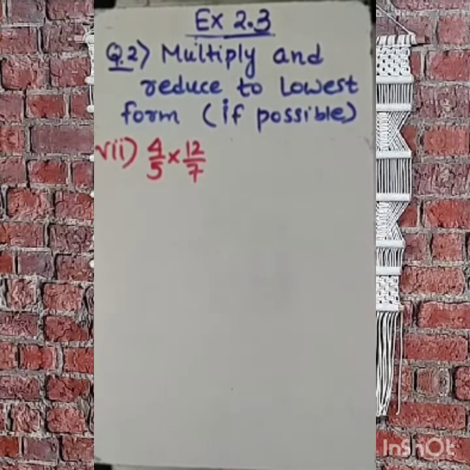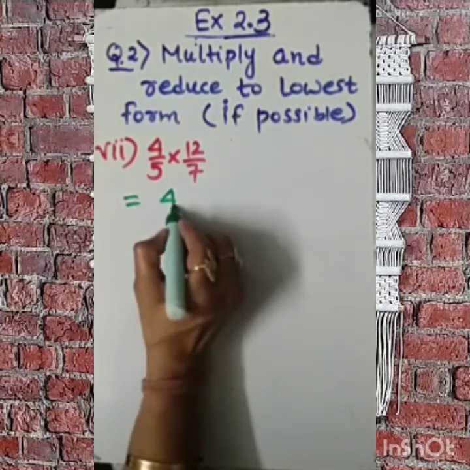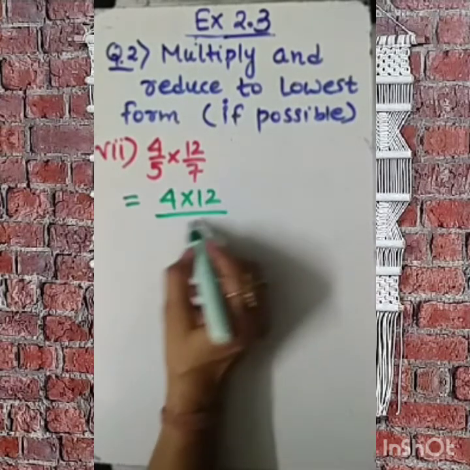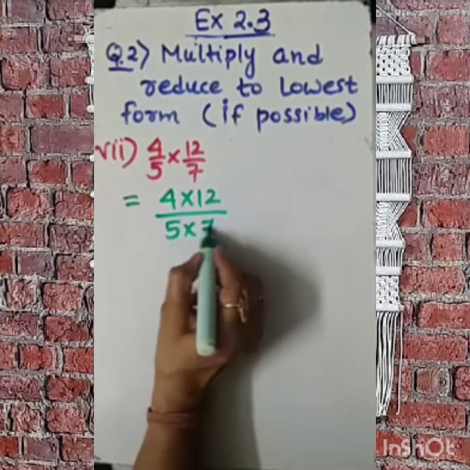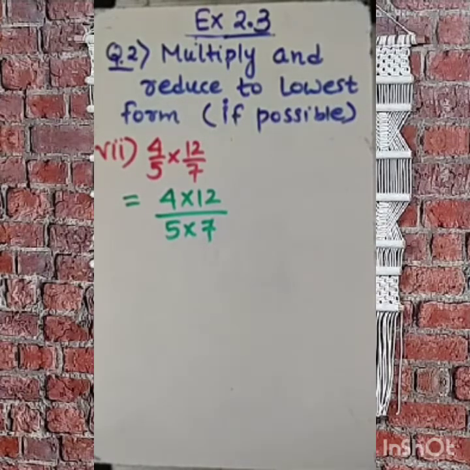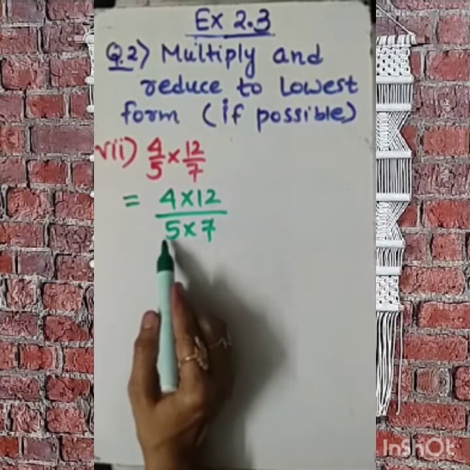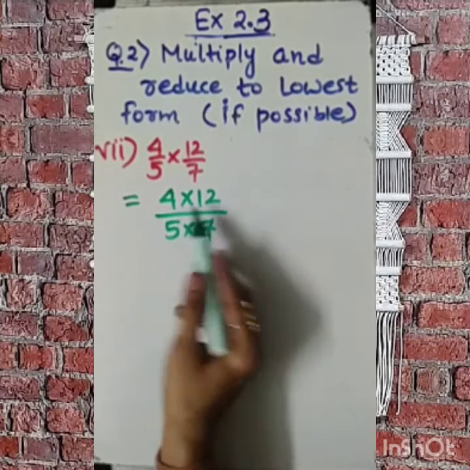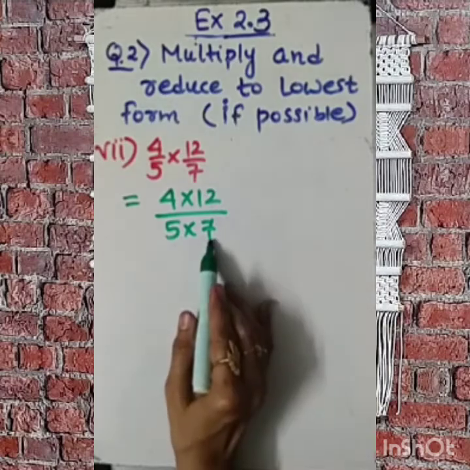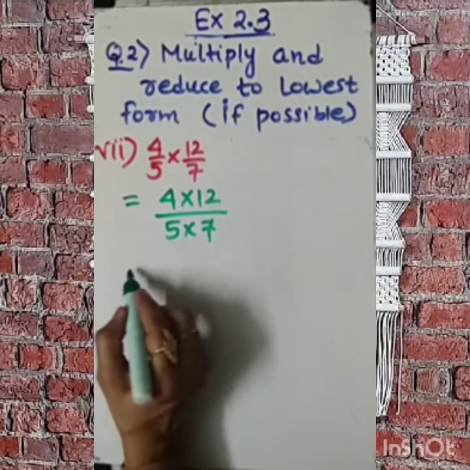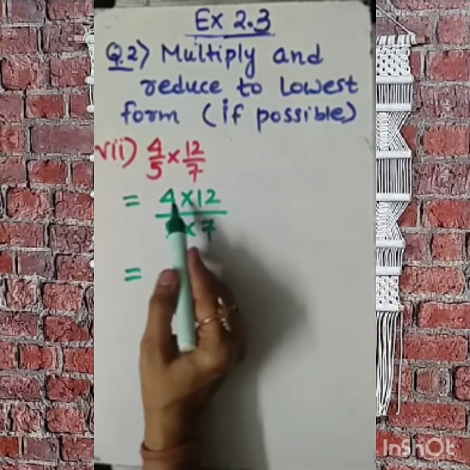So my dear students, the seventh is on your screen. 4 by 5 into 12 by 7. So in the numerator we have 4 into 12. In denominator 5 into 7. Now just be a keen observer and think. Is there any possibility that 5 is cancelled with this? No common factor. 7, no common in that. So in that case, let's multiply 12 with 4.